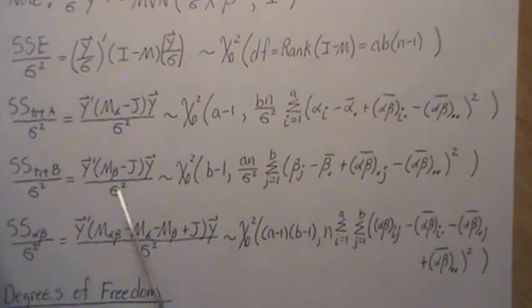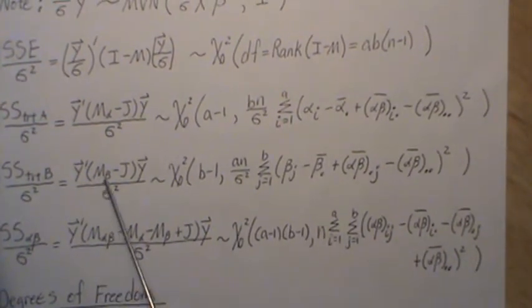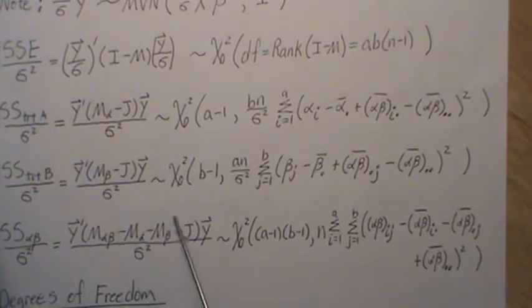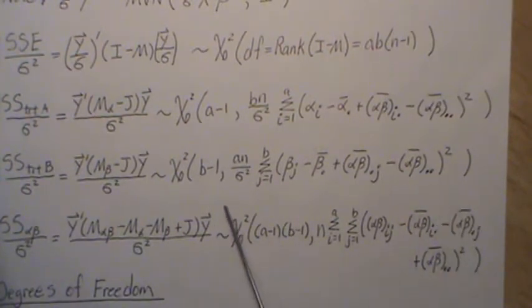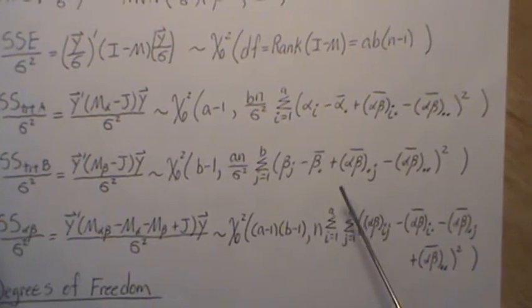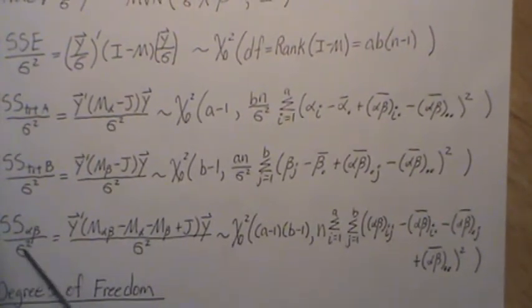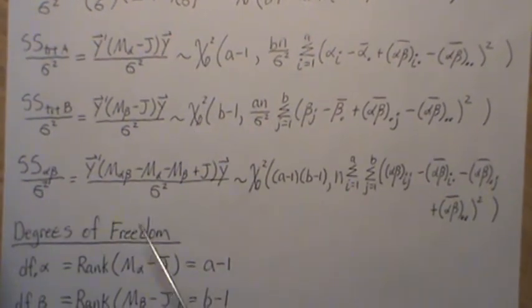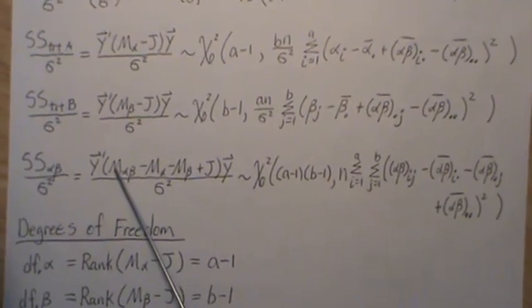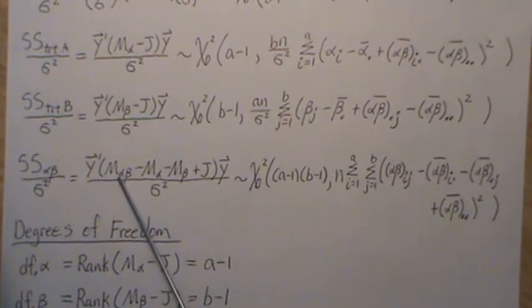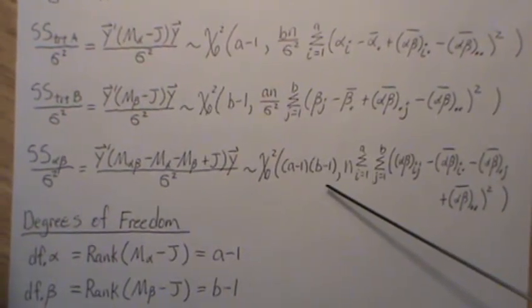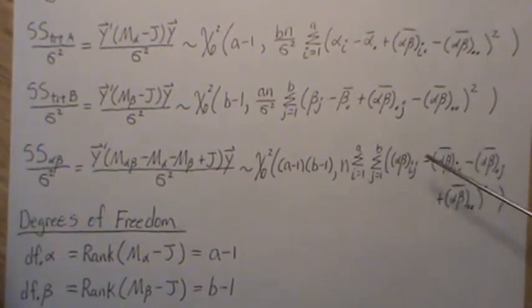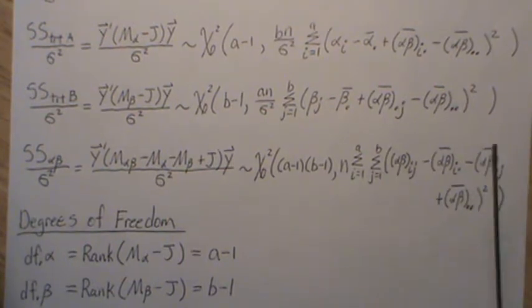Now, the sum of squares for treatment B is very similar. It's y transpose (M beta minus J) y divided by sigma squared. It's a non-central chi-square distribution with b minus 1 degrees of freedom and this non-centrality parameter. Again, we derived this scalar representation in part 3. The sum of squares for interaction is y transpose times the perpendicular projection matrix onto the interaction space, M alpha beta minus M alpha minus M beta plus J. It's a non-central chi-square distribution with a minus 1 times b minus 1 degrees of freedom, and has this non-centrality parameter. Again, we derived that in part 3.